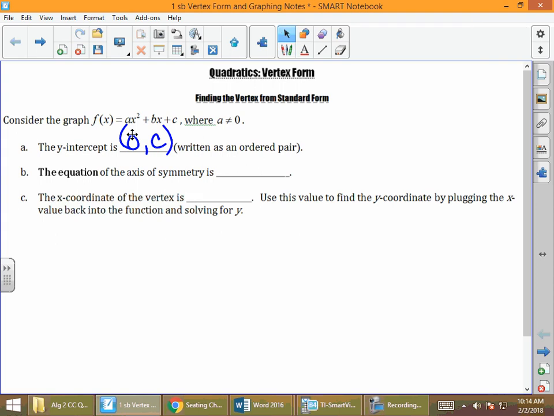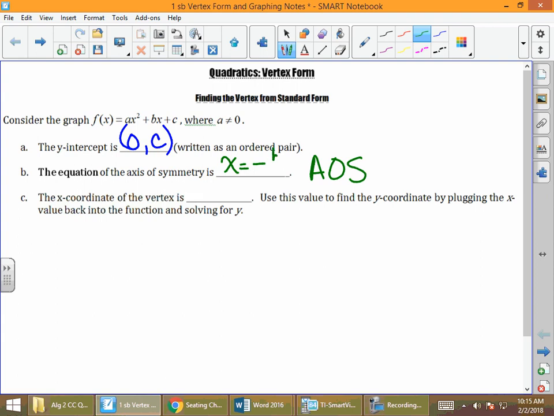The next letter, B, here, says axis of symmetry. By the way, I oftentimes abbreviate axis of symmetry as AOS. I would write down AOS on your note card as well if you're making a note card. And the equation for the axis of symmetry is x equals the opposite of b over 2a.